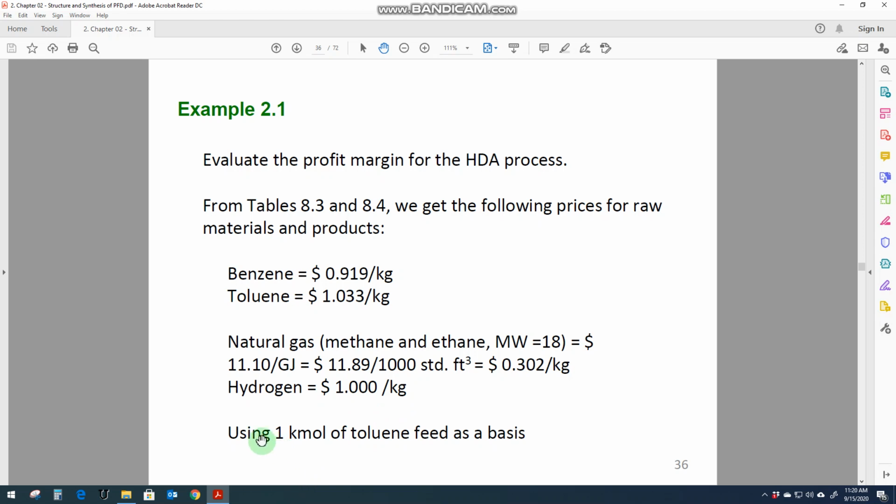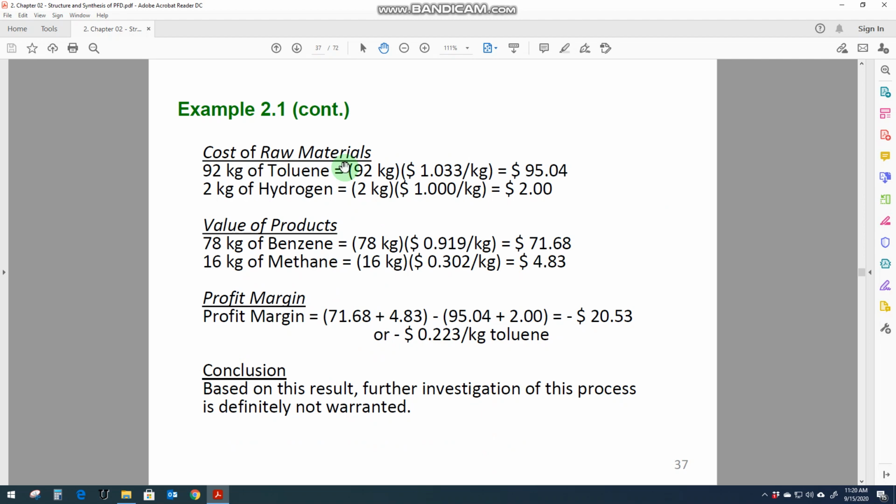Now we have to select the basis of the reaction. So we use 1 kmol of toluene as the feed basis. You have to keep the reaction of toluene and hydrogen in mind when you are doing this profit margin analysis. So with 1 kmol of toluene as the feed basis, we can get this information.